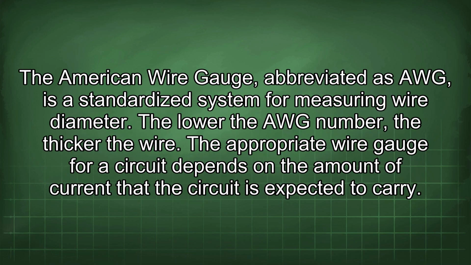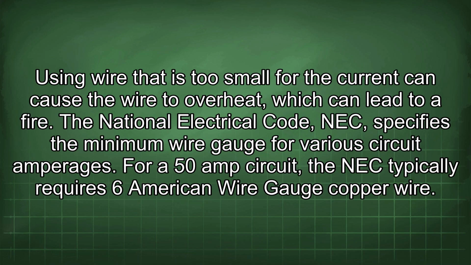The American wire gauge, abbreviated as AWG, is a standardized system for measuring wire diameter. The lower the AWG number, the thicker the wire. The appropriate wire gauge for a circuit depends on the amount of current that the circuit is expected to carry. Using wire that is too small for the current can cause the wire to overheat, which can lead to a fire. The National Electrical Code, NEC, specifies the minimum wire gauge for various circuit amperages.